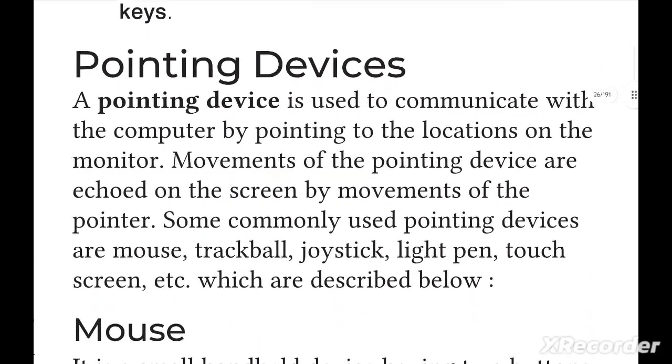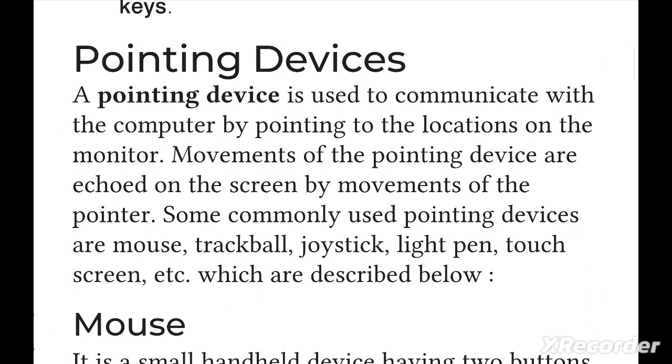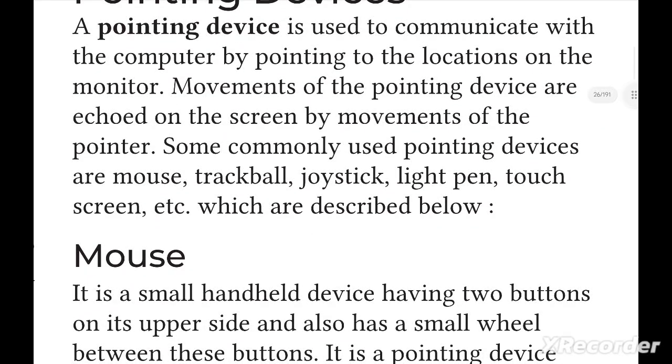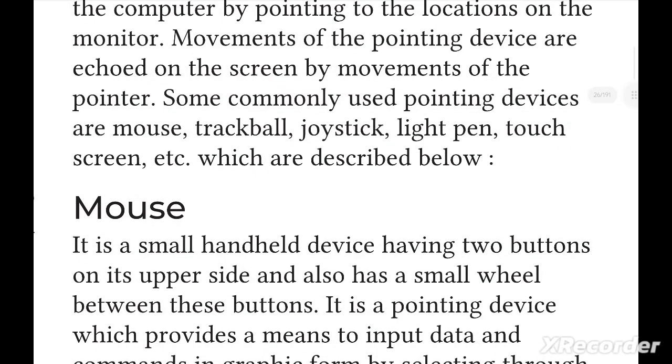Pointing devices. A pointing device is used to communicate with the computer by pointing to locations on the monitor. Movements of the pointing device are echoed on the screen by movements of the pointer. Some commonly used pointing devices are mouse, trackball, joystick, light pen, touch screen, etc., which are described below.